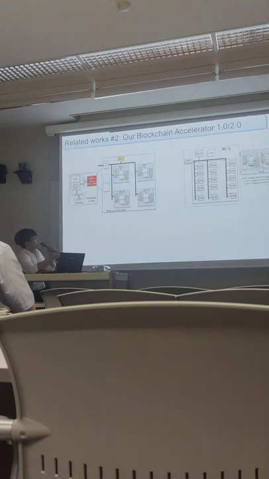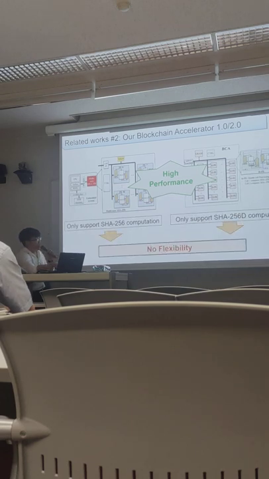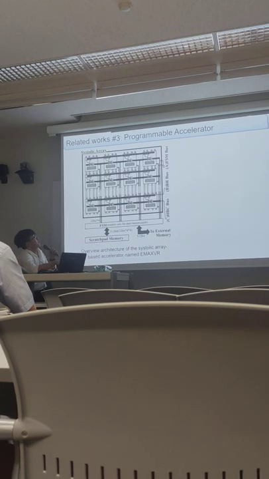The next one is the blockchain accelerator. As proposed, the blockchain accelerator uses a multi-core architecture, which is the reason that they can achieve high performance, but they also have the problem that they only support a single SHA function. This is the reason that they have no flexibility.